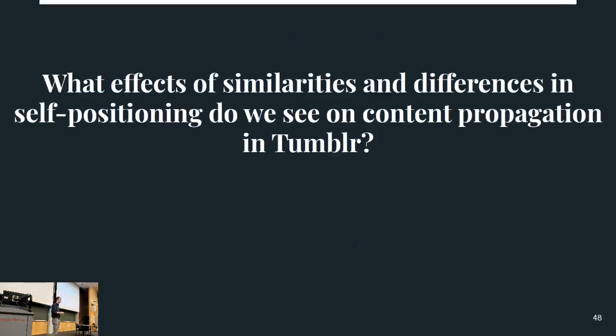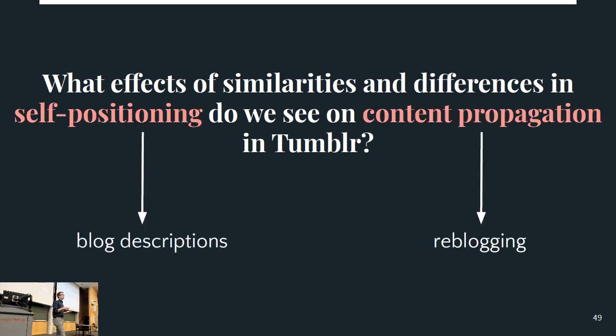So our specific research question in this project is what effects of similarities and differences in self-positioning do we see on content propagation on Tumblr? And by content propagation, I mean who shares what, whose posts. So on Tumblr, it's something called reblogging, but you can think of it like retweeting on Twitter, or anywhere where we're sharing another person's post. That's our outcome variable. And then we're going to use these blog descriptions to represent the people here.